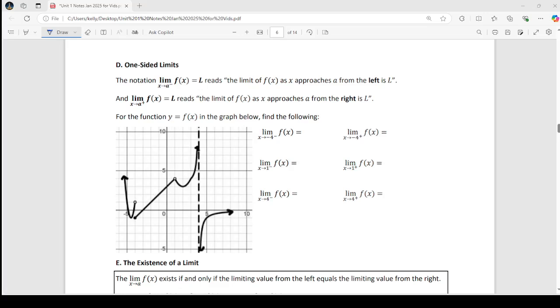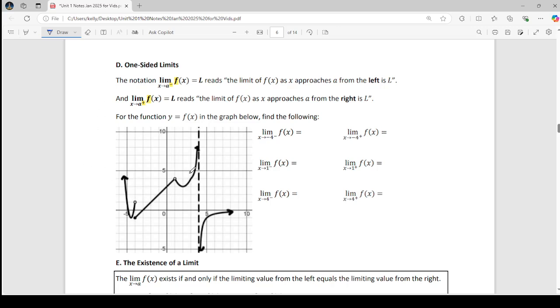In this video, we're going to add a bit more detail to our knowledge of limits, and we are going to evaluate one-sided limits. So you'll see a slight change in the notation. Here we see the notation as x approaches a, and what we mean with this minus sign is from the left, versus this notation as x approaches a from the right.